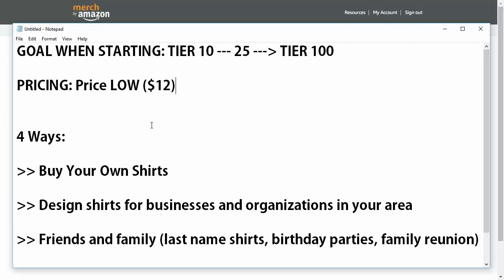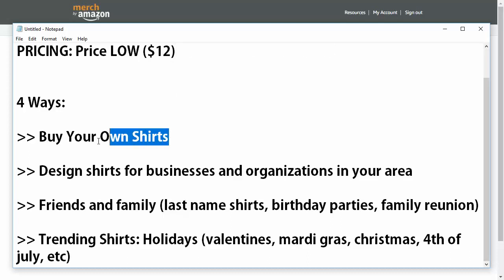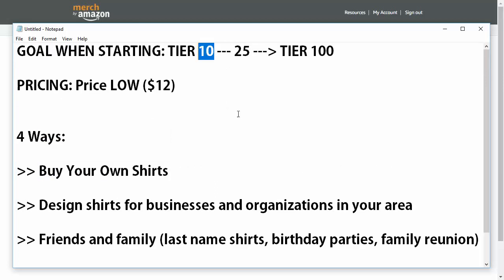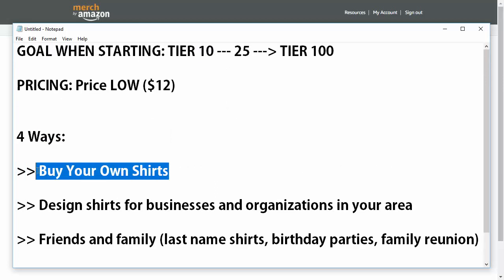But the way to do it faster, and here's the best way, is to just buy your own shirts. When you upload your 10 designs in tier 10, go in and just buy 5 of your shirts, 5 different shirts right away, and then wait a few days.